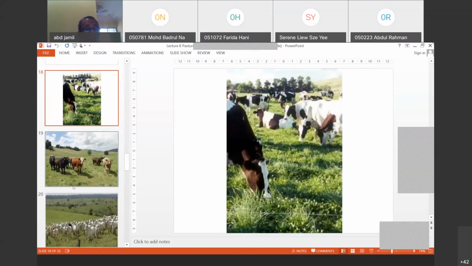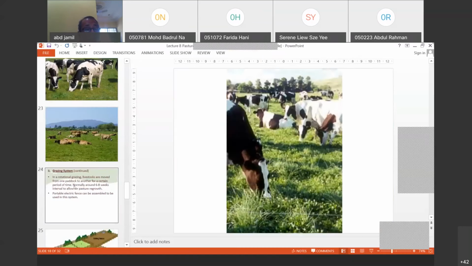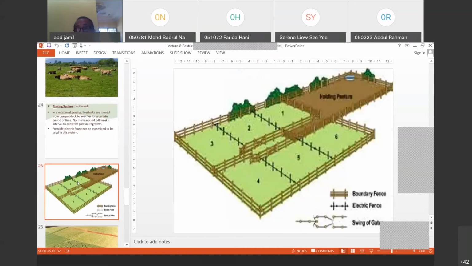Where are the paddocks? This is an example. How many paddocks here? 1, 2, 3, 4, 5, 6. So 6 paddocks here, and here is an animal holding area. So there must be access from one paddock to another. For example, from paddock 1 to paddock 2, come out to the gate here and then come here, and you might close this gate and allow it to enter this gate, this paddock here.